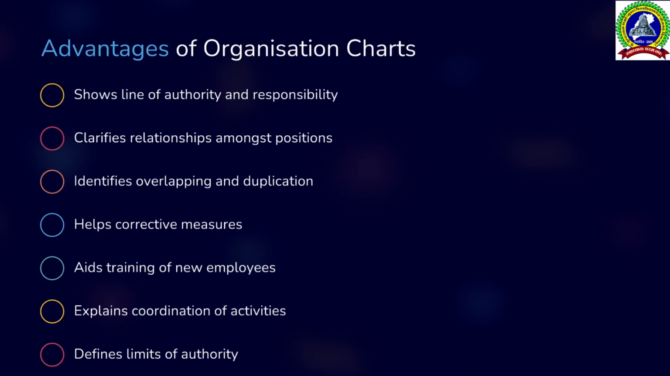Third, charts help in identifying overlapping responsibilities and gaps in authority. This allows management to take corrective action at the right time. Fourth, organization charts are extremely useful in the training and orientation of new employees. New recruits can quickly understand reporting relationships, coordination mechanisms, and the overall organizational setup. Finally, organization charts clearly limit authority at each level. This prevents misuse of power and ensures discipline within the organization.